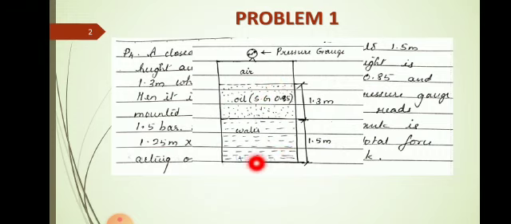What are you asked to find out? You are asked to find out the total pressure at the bottom of the tank. The total pressure at the bottom of the tank will be equal to the sum of the pressure due to water, pressure due to oil, and the pressure due to air.